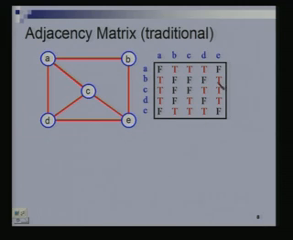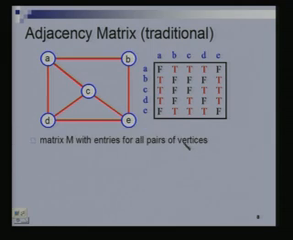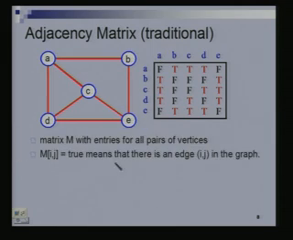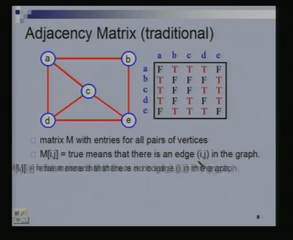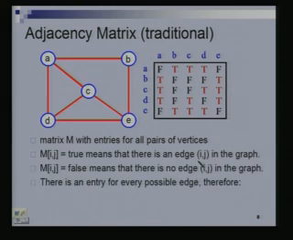It's symmetric. If it's an undirected graph, it would be symmetric. If it's a directed graph, it need not be symmetric. In a directed graph, you can have it that this would be 1 if there is an edge from B to A, or you can have it the other way around, any way you like. Okay, so Mij true means that there is an edge ij in the graph. Mij false means that there is no edge in the graph, and the space requirement is n squared. So it's again a very simple implementation.